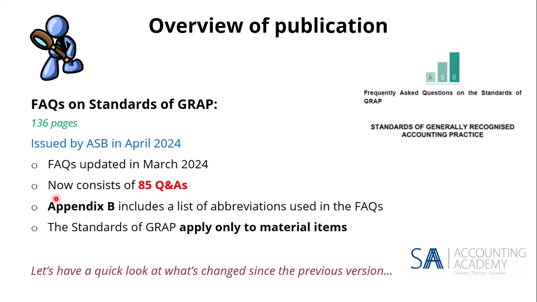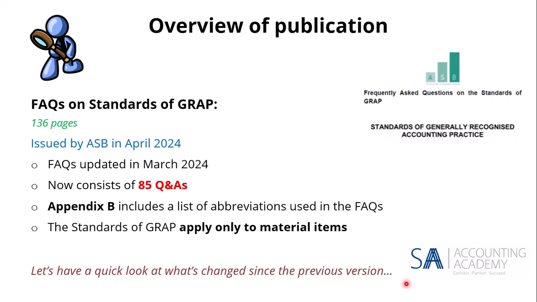And in here, you'll also find a document called Appendix B. Now, Appendix B includes a list of all the abbreviations that have been used in the frequently asked questions document. So it's quite useful there. And just so that you can remember, the standards of GRAP only apply to material items in the financial statements. So the standards of GRAP that have got to be applied by the provincial and local governments, those are the ones that worry about the material items only.